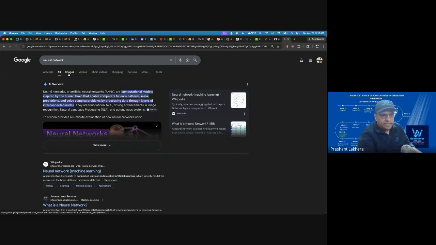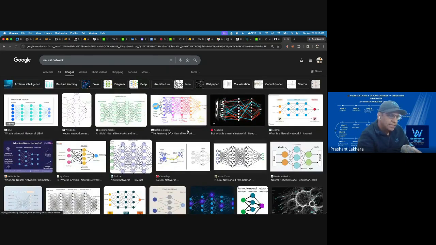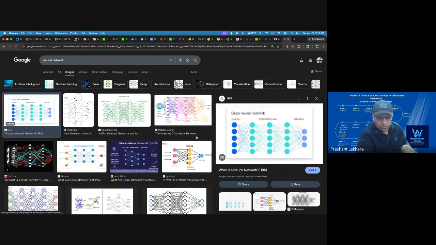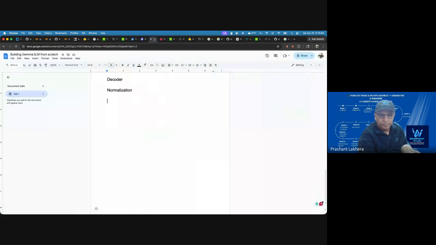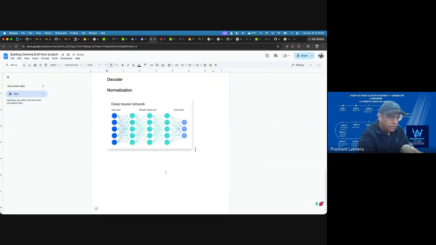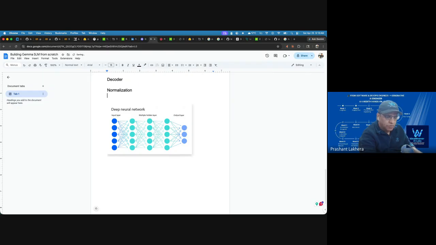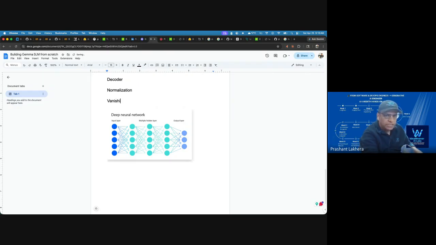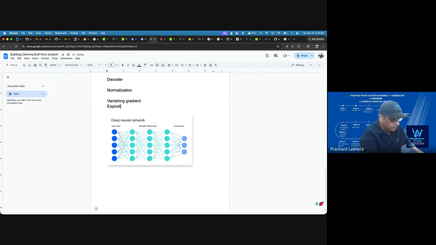Not exactly consistent, but the main idea behind that is to introduce something called training stability. So if we take this image, the main idea behind normalization is to prevent a problem called vanishing gradient or exploding gradient.